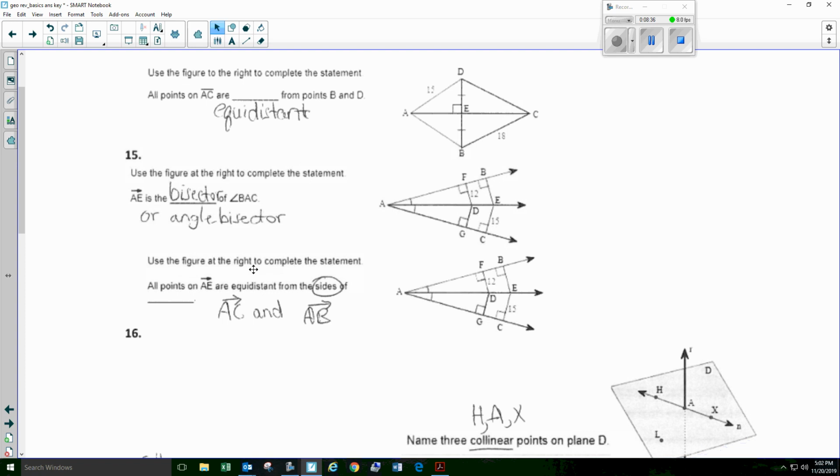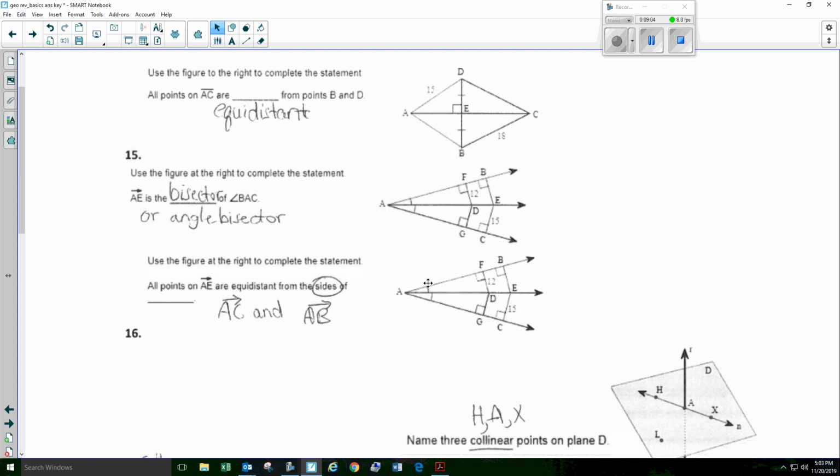Number 16, use the figure here. All the points on AE, well, that's an angle bisector. All the points on the angle bisector are equidistant. Here you see that word, which is our answer up here, equidistant from the sides. I circled the word sides here because almost all of you gave me an angle. An angle is not a side. Angle BAC is an angle. It says sides.